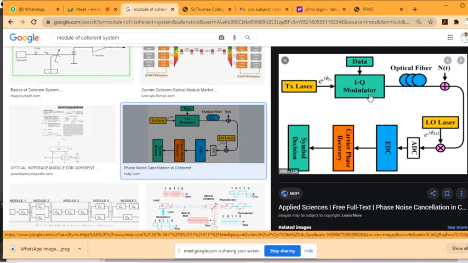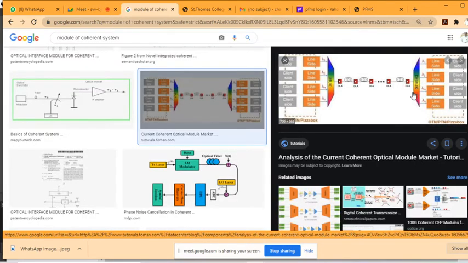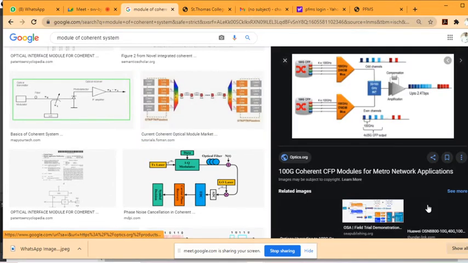TX laser, IQ modulator, symbol decision. So all these units are modules. These are all another pictorial representation of a modular system. So these are representations in the electrical area.